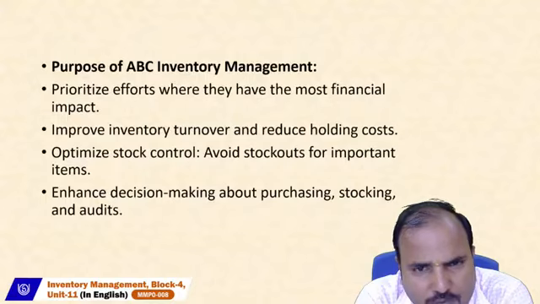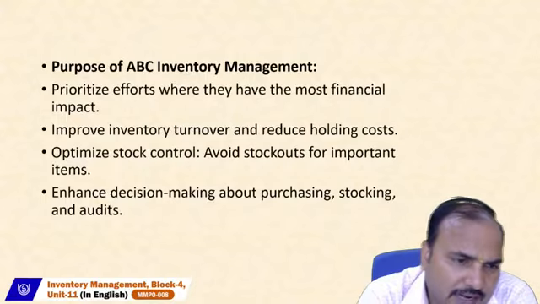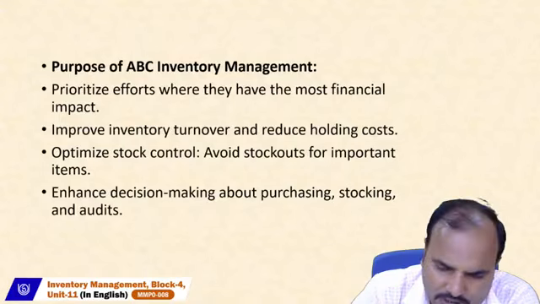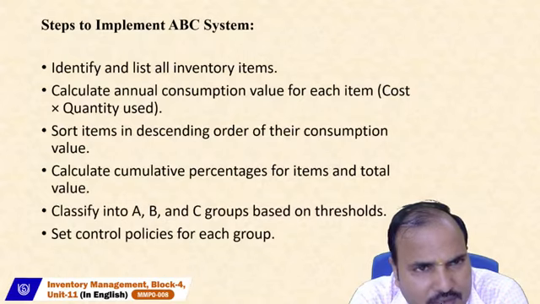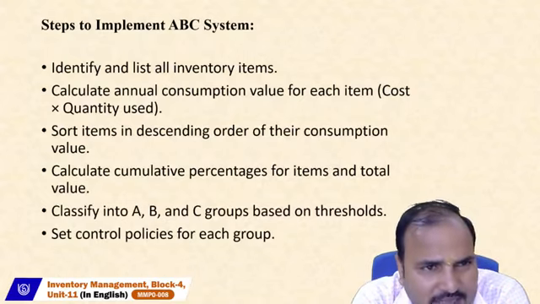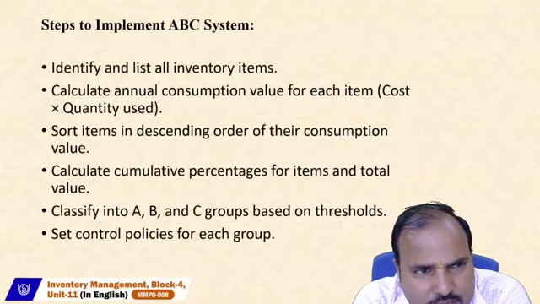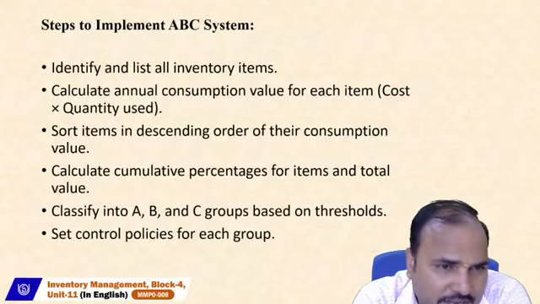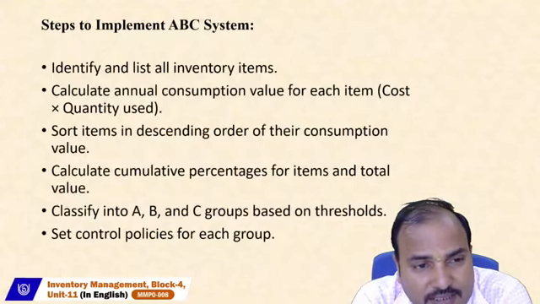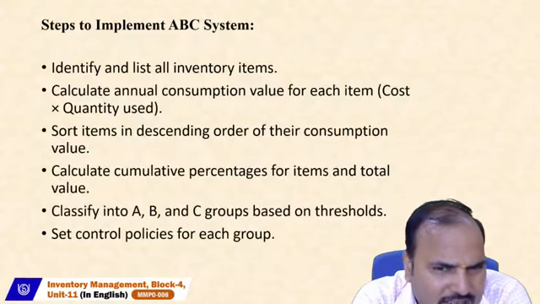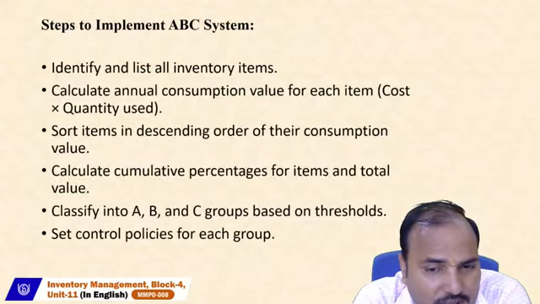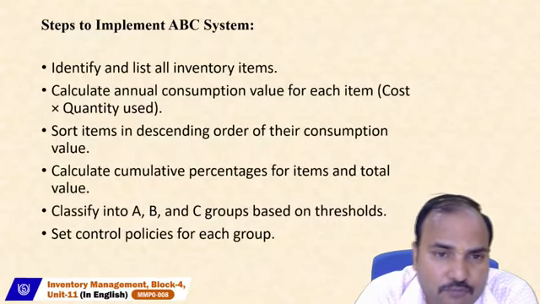It improves the inventory turnover and reduces the holding cost. It enhances the decision making about purchasing, stocking, and audits. Then there are steps to implement the ABC system: identify and list all the inventory items, calculate the annual consumption value for each item, sort items in descending order of their consumption value, calculate the cumulative percentage for items and total value, classify into A, B, and C groups based on the thresholds, and set the control policies for each group.